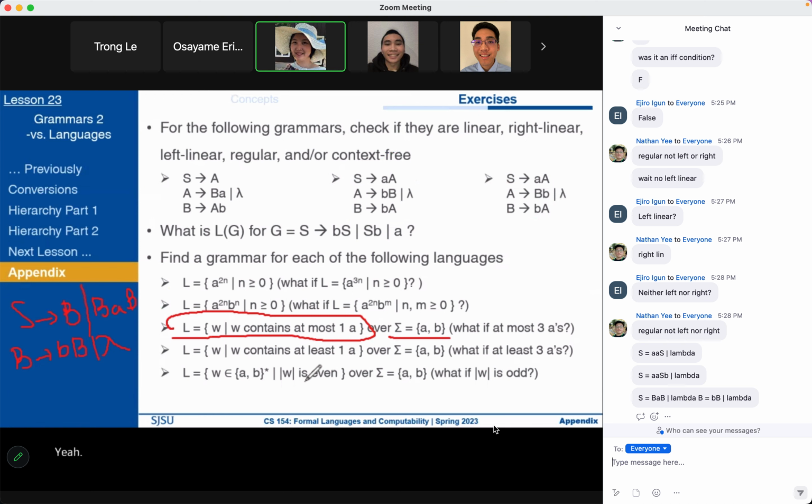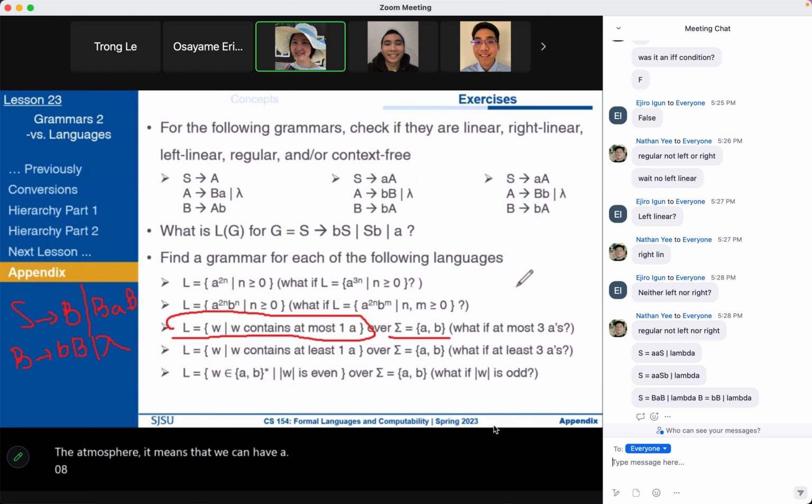By the way, this is not a regular grammar, right? But this is a regular language, so you should be able to find a regular grammar for it. I guess I can just leave it as an exercise for you to think about how you can simplify this rule so that it only has one variable.